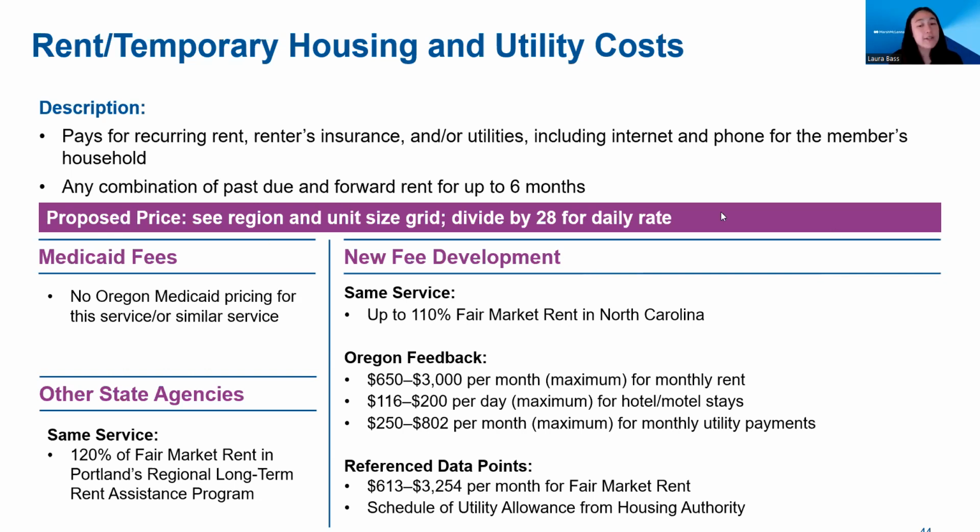Before we go to the grid on the next slide, I want to note that we're proposing dividing the monthly rate by 28 to get a daily rate for instances where a landlord charges a per diem to pay for partial months, like if a member moves in a few days early. Next slide.